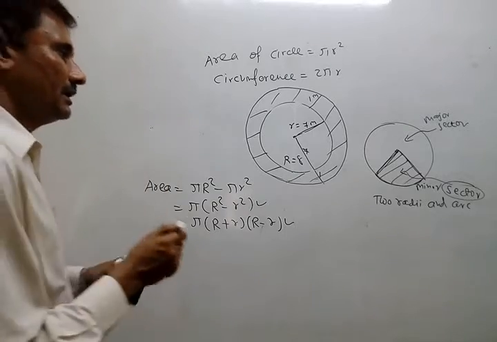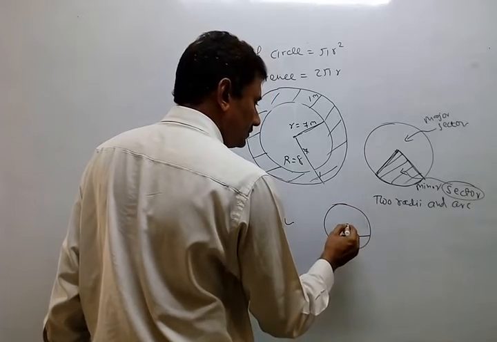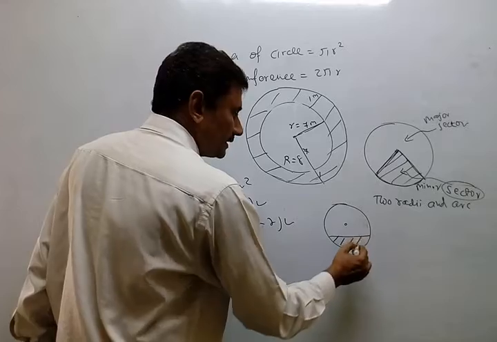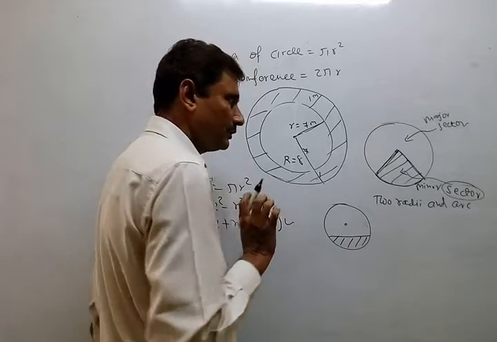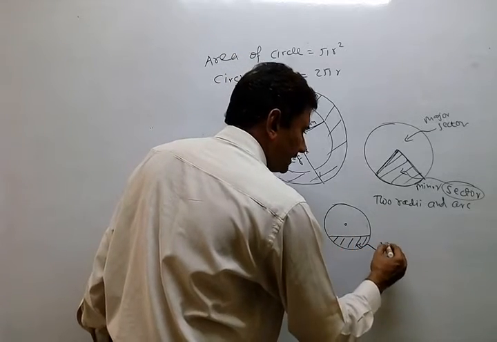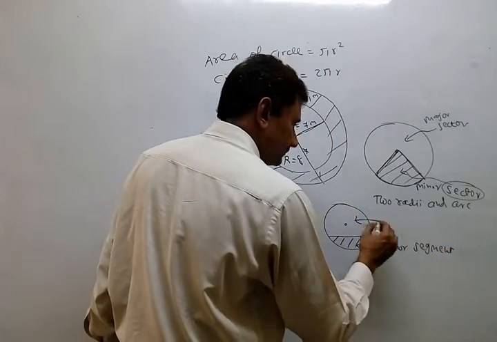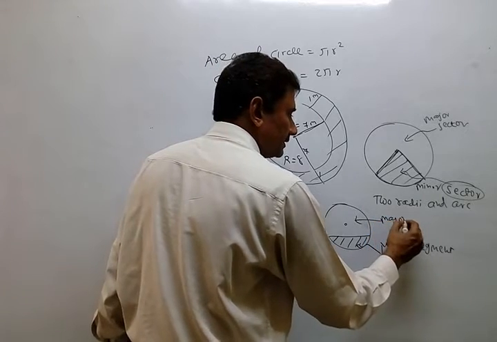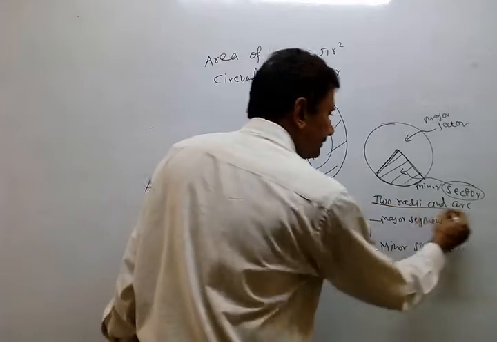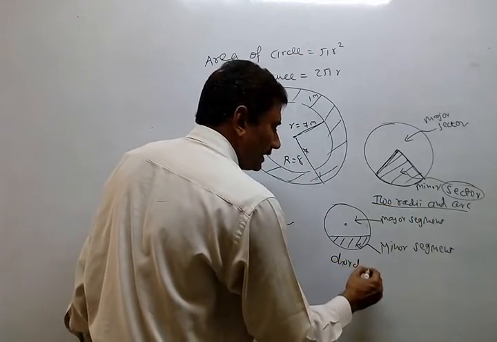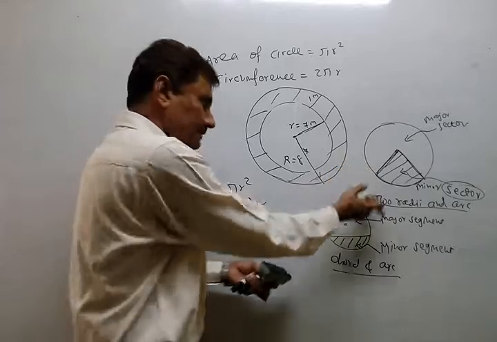But now, instead of drawing 2 radii, suppose you have drawn 1 chord. So what is this enclosed part? That part is enclosed by a chord and an arc, not 2 radii. So that is called the minor segment. Minor segment. And this bigger part is called the major segment. Any segment is formed by a chord and an arc, no radius.